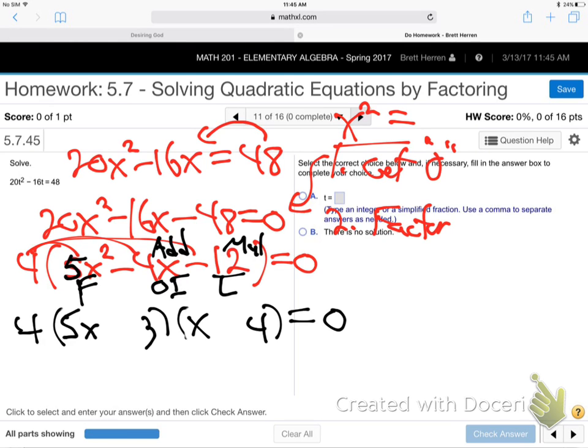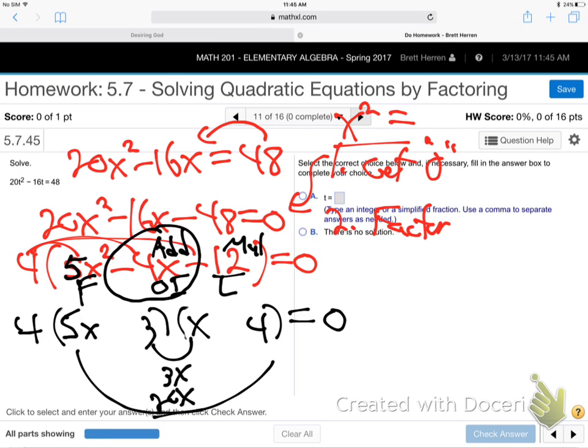3 times 4 makes 12, but the OI, the middle OI, the 2 inner, OI stands for inner, inner, 3x, outer, outer, 5 times 4 is 20x. Can 3 and 20 somehow make the middle minus 4? No way. 3 and 20 makes 23, or if you subtract them, it's 17. It's not even in the ballpark of negative 4x. No way.